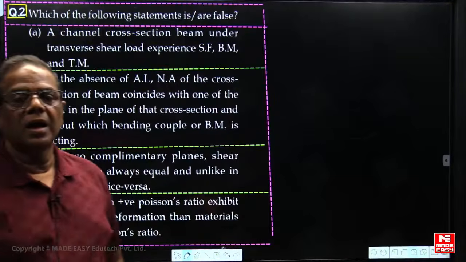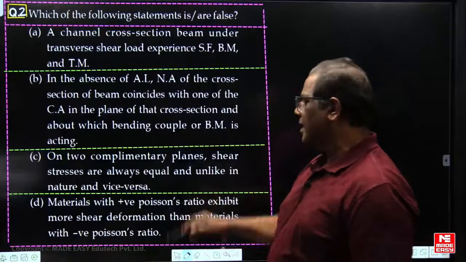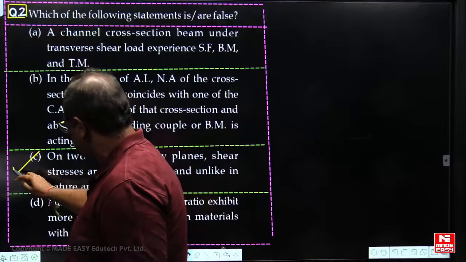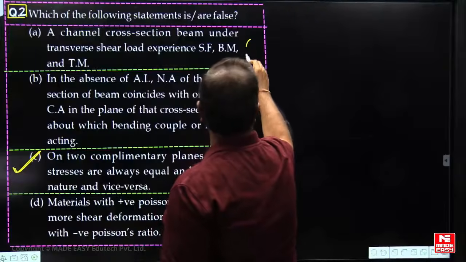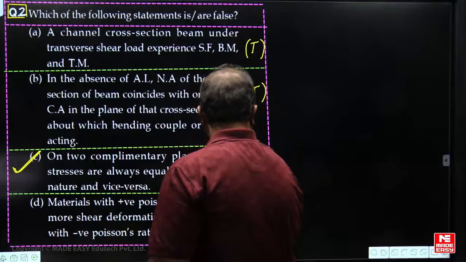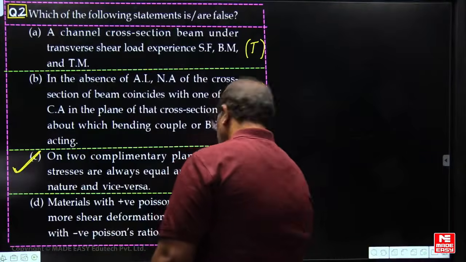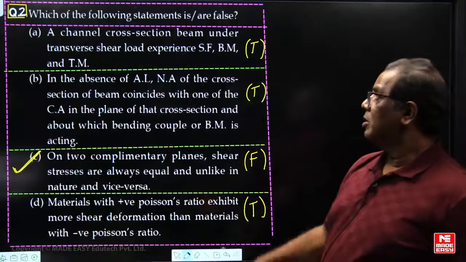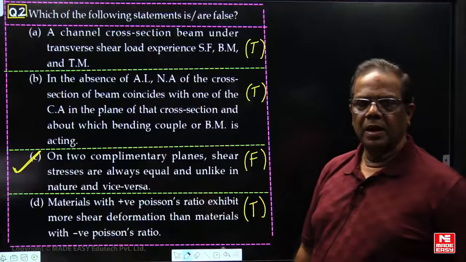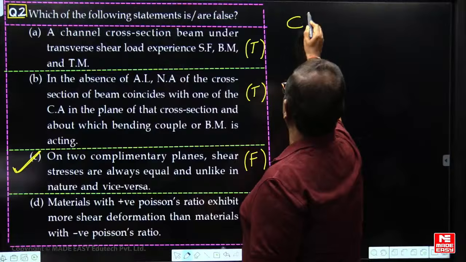So here wrong statement is C. Wrong statement is C. So this is the answer for the question now. This statement is true. This statement is also true. This is false. This is true. This is true. So if you ask which statements are true, means answer is A, B, D. But it is asking the false statement. So answer for the question is going to be C.